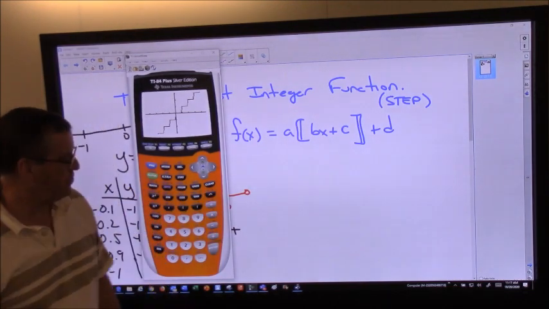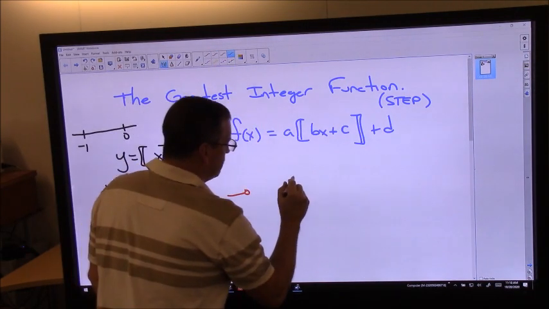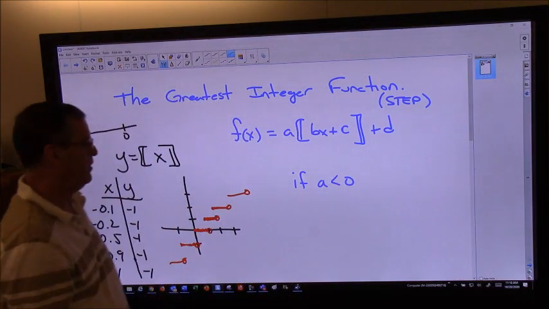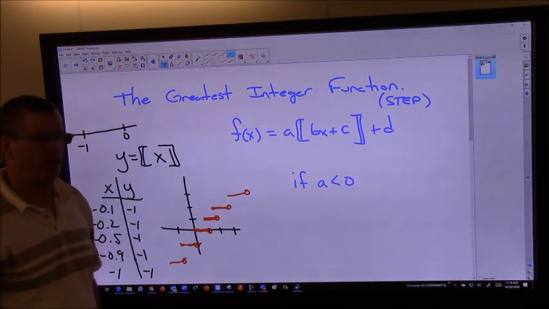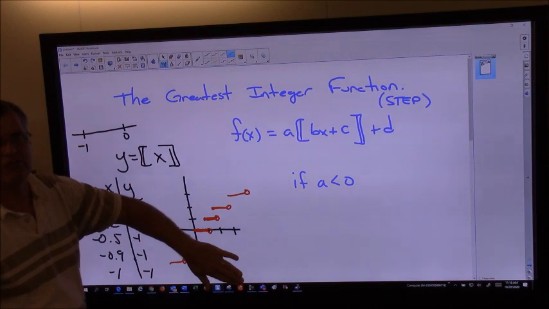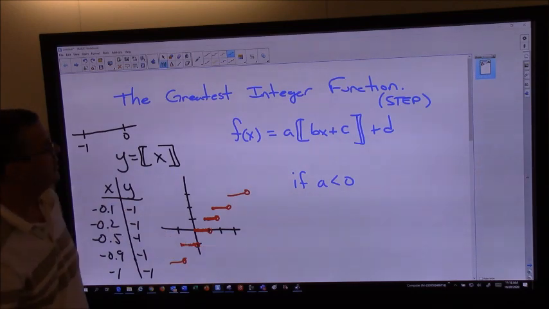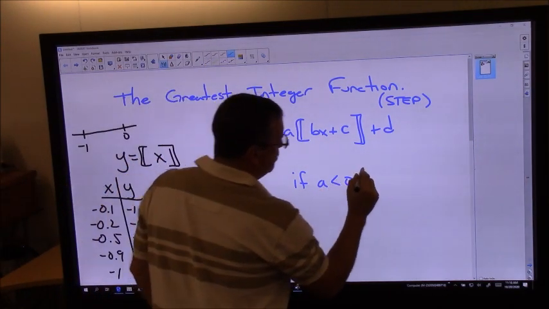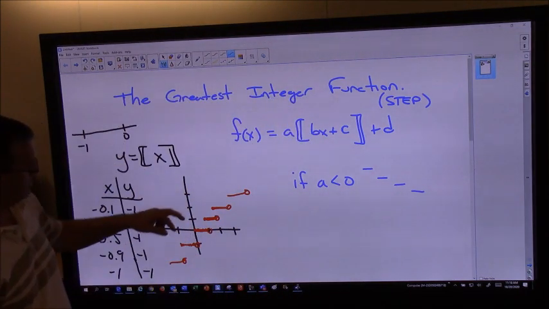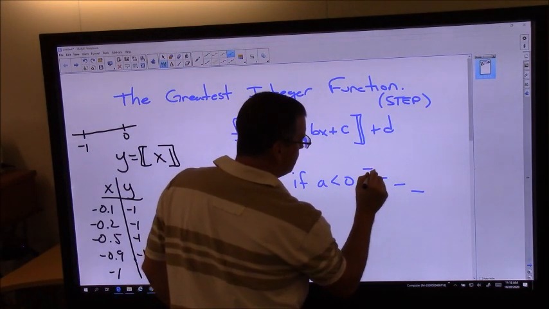Right? So here are the rules that we want to make sure we understand. Rule number 1: if A is less than 0. Now think about this. What has that done so far? It flipped the parabola upside down. It flipped the absolute value upside down. It flipped the square root function over. Same thing's going to happen here. It's going to flip this over, and if that happens, then our stairs will go down like this. We're now walking down the stairs instead of up the stairs. The circle at the end will still be in the same spot.